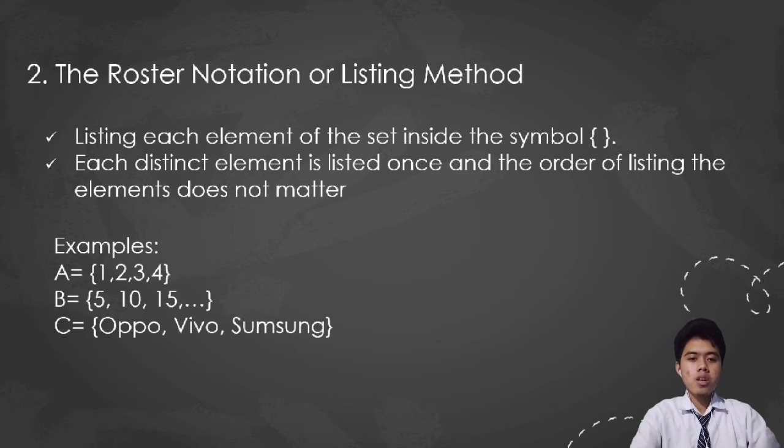Next, number 2 is the Roster Notation or listing method. Listing each element of the set inside the symbol braces. So, yung element is ililist lang natin doon sa loob ng braces natin. Each distinct element is listed once. Pag sinabi natin distinct element, unique element, walang kagaya or walang katulad na element.